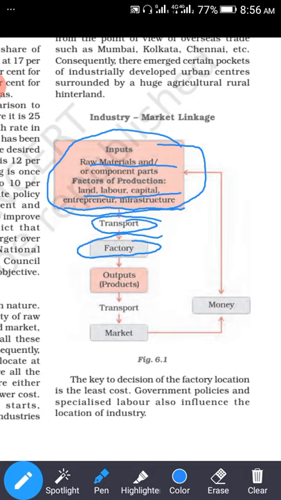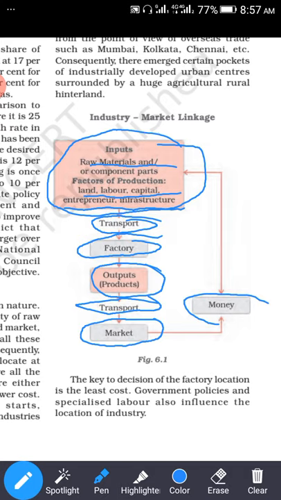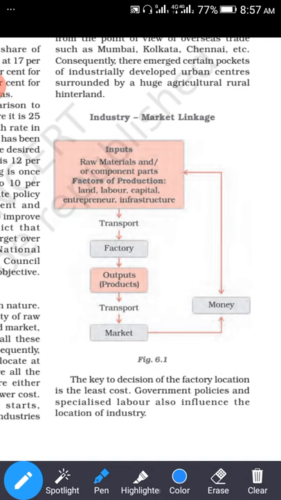So the transport facilities carry the raw material to the factory, and then the prepared goods, the manufactured goods, need to be supplied. It means the products also need transport. But where do they need to be transported? They need to be transported towards the market, and from the market, what do we get? We get the money. Again, where will this money be used? It will be used as capital for the inputs. So these are the important things for the location.